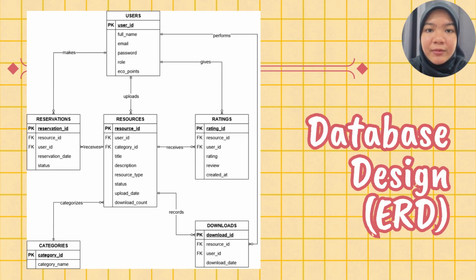The main relationship in the database is that one user can upload multiple resources, while each resource belongs to one category. Resources can also receive multiple ratings, reservations, and download records.